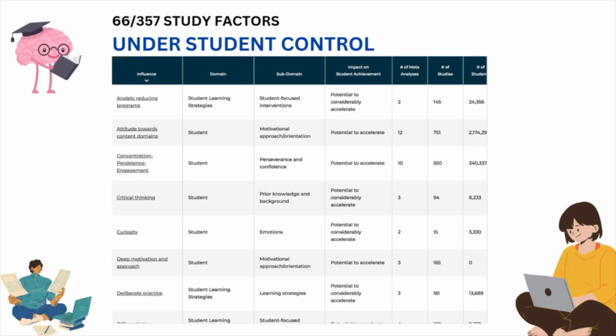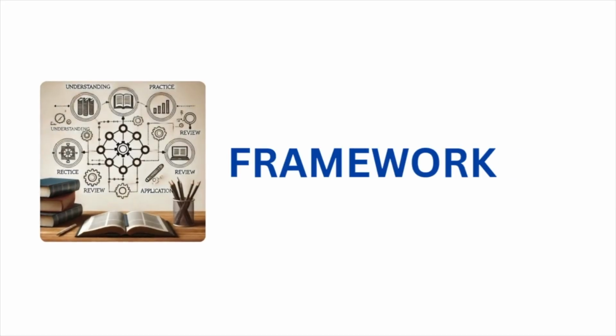John Hattie, a renowned New Zealand researcher in the educational field, has listed around 357 things that can influence learning. We'll come back to John Hattie later in this video. And of the 357 things that he listed, 66 factors are under the control of students. 66, that's a huge number, right? You can very easily say how this can become very, very exhausting, right? That's where a framework comes in.